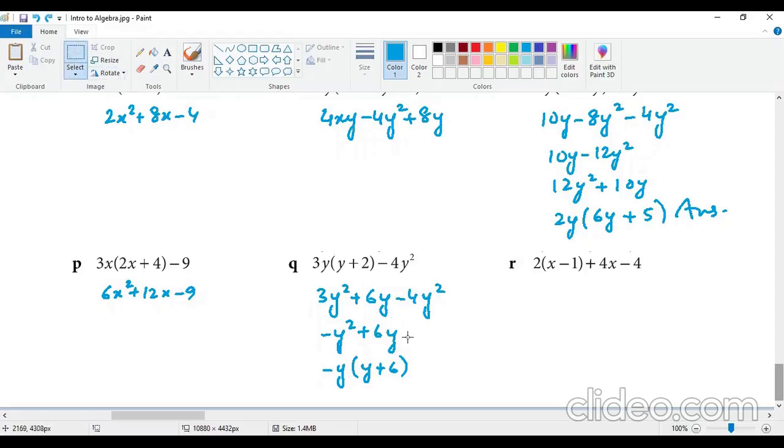Alright, once again, minus y is common in all of them, so minus y and minus 6 is going to be your final answer. This will give you 2x minus 2 plus 4x minus 4. So 2x plus 4x, minus 2 minus 4, 6x minus 6 is going to be your final answer.